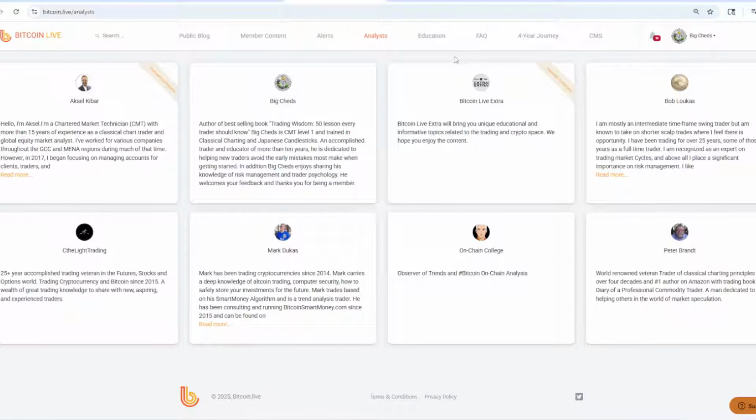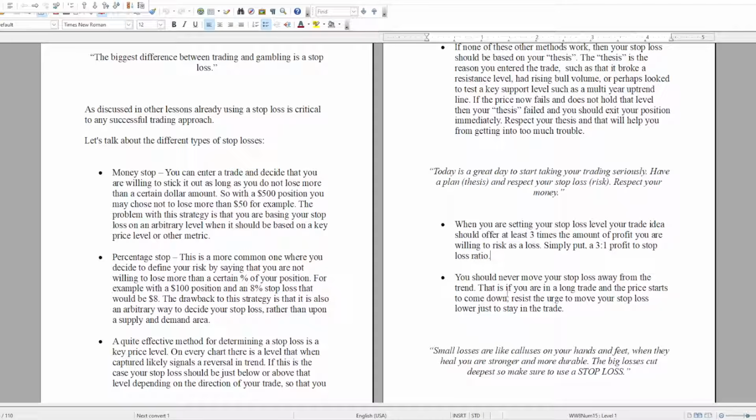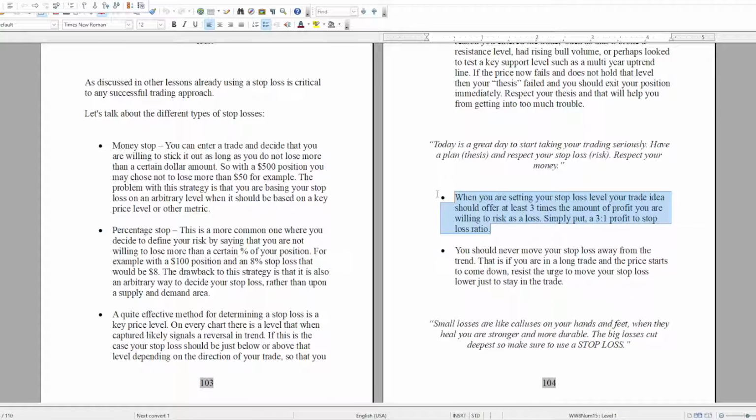For today's lesson, we're going to talk about a concept called asymmetry in a trading setup. What does it mean? Well, of course, you can pause and read this on your own time, but I have a little selection to show you from my second book, Trading Wisdom. It's just from lesson 46 about stop losses. And it basically talks about a rule in classical charting where you want to have at least 3 times the potential profit to your stop loss. So a 3-to-1 profit to stop loss ratio.